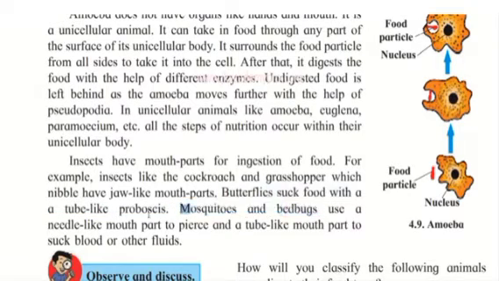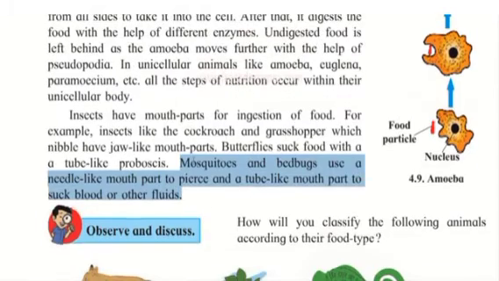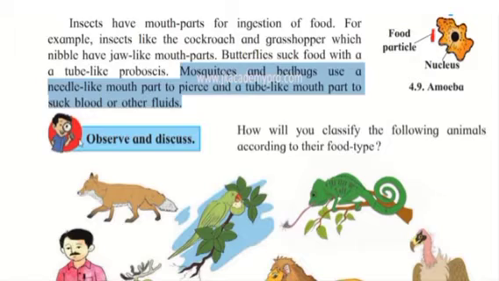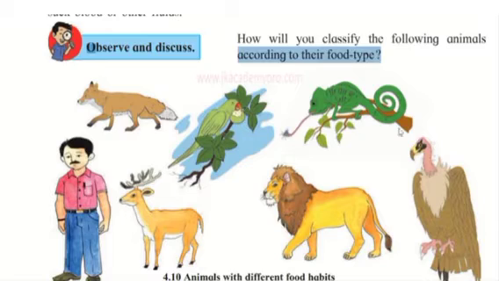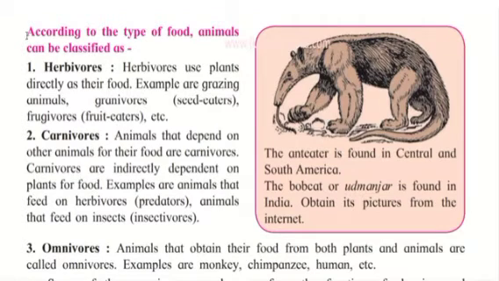Mosquitoes and bed bugs use a needle-like mouth part to pierce and a tube-like mouth part to suck blood or other fluids. So we know when a mosquito bites, we feel as if somebody has pricked us, isn't it? So that is what happens, since mosquitoes and bed bugs have needle-like mouth parts and a tube-like mouth part to suck the blood or other fluids. Okay, now observe and discuss. How will you classify the following animals according to their food type? So look at that, observe it, make a chart out of it, and you could visit our website to check your answers at jkacademypro.com.